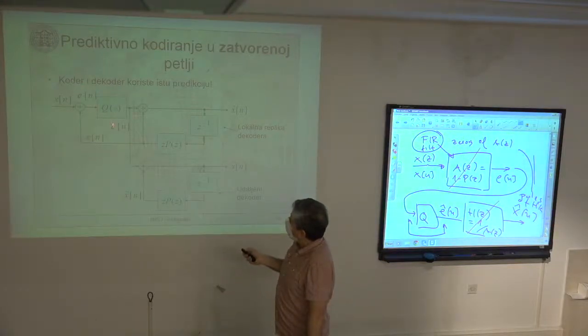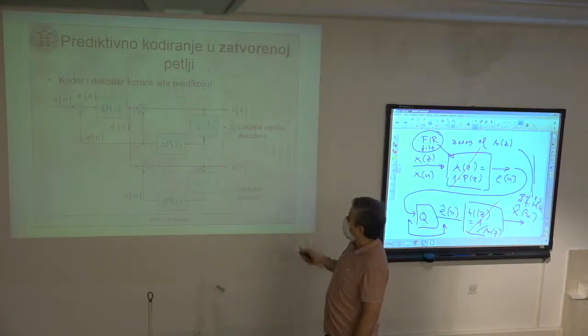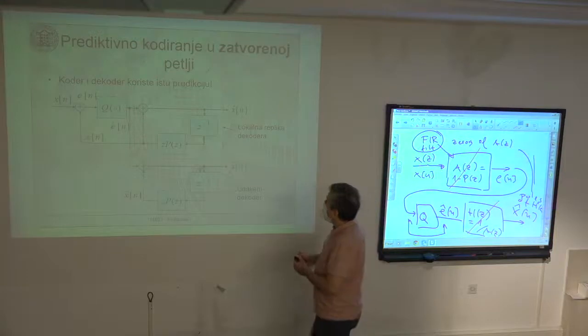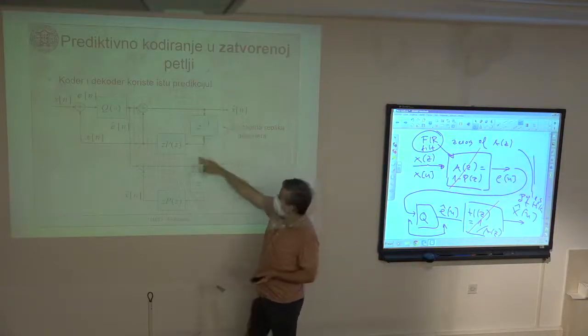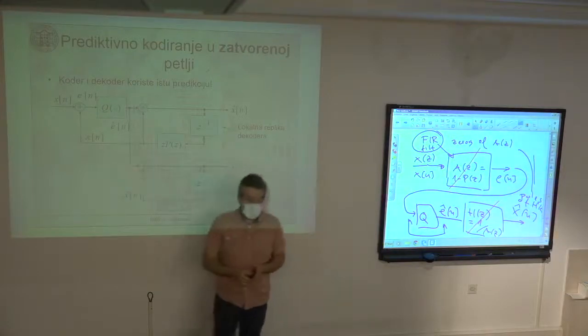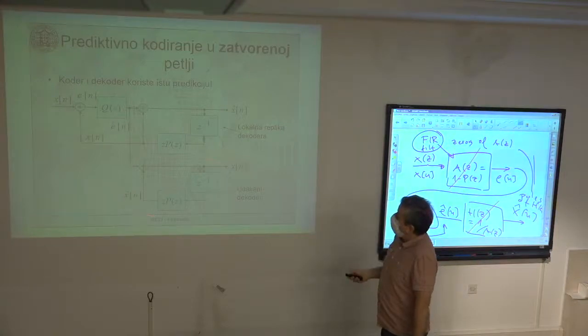I get E hat, and this E hat is then transmitted both to the local replica of the decoder and to the remote decoder. They are the same. And for that reason, this x hat and this x hat must be the same, because they are based on the same quantized prediction residual. They are initialized the same, and they are fed with the same input signal. For that reason, their output must be the same.